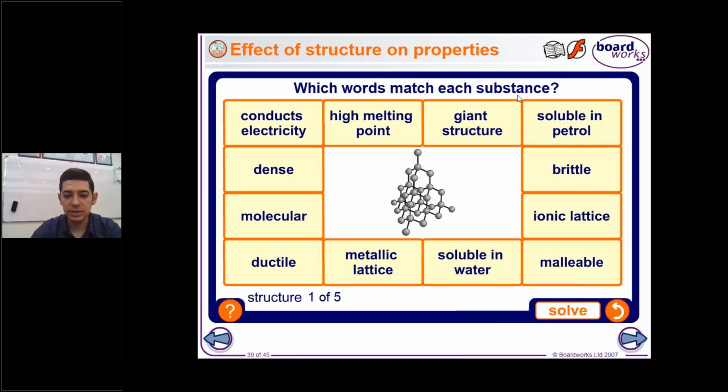So you can practice it at home too. For example, match the words to each substance. For example, this structure reminds us of the diamond structure. So we know the diamond is a giant structure, so it has high melting and boiling points. Ductile and malleable are properties of metals, so you don't need to choose them.